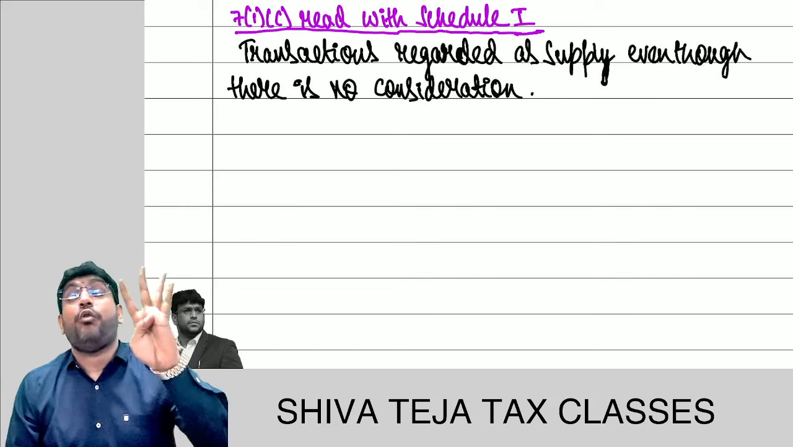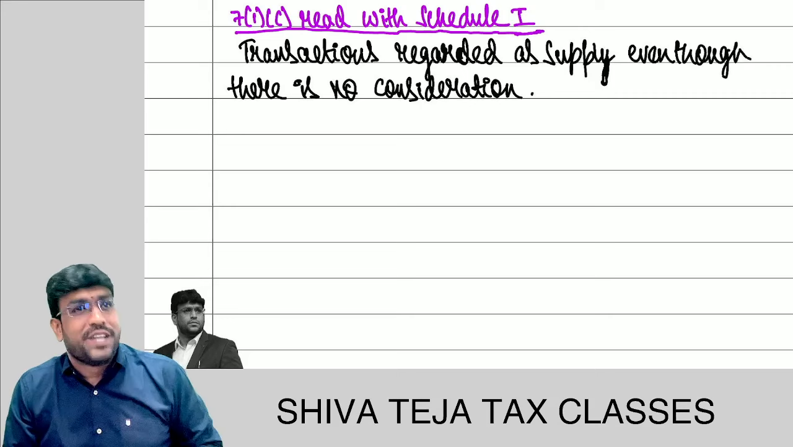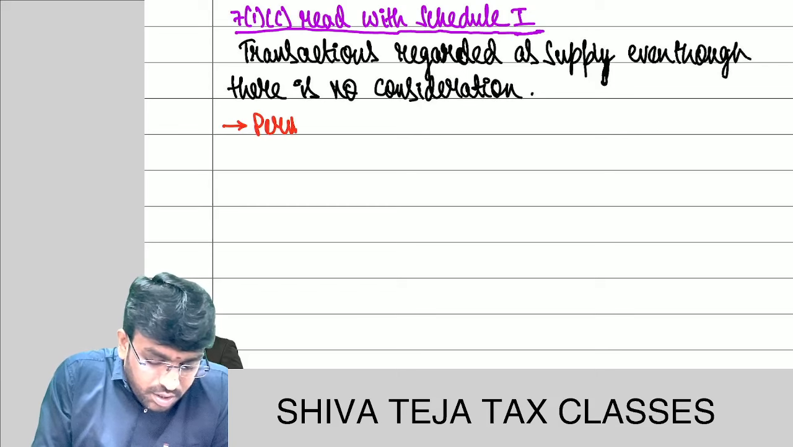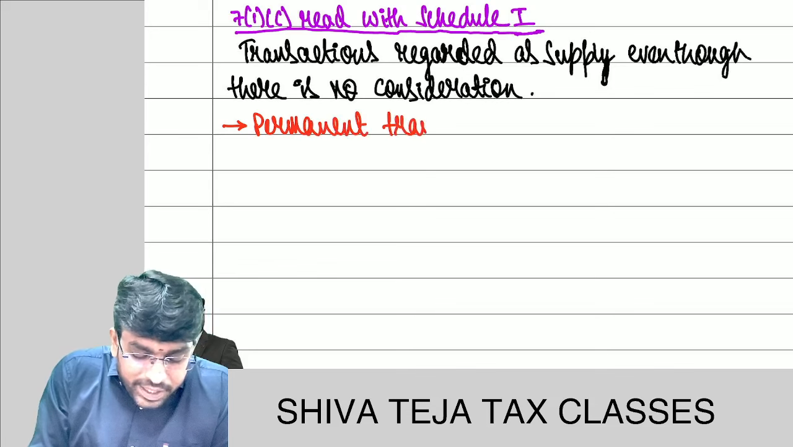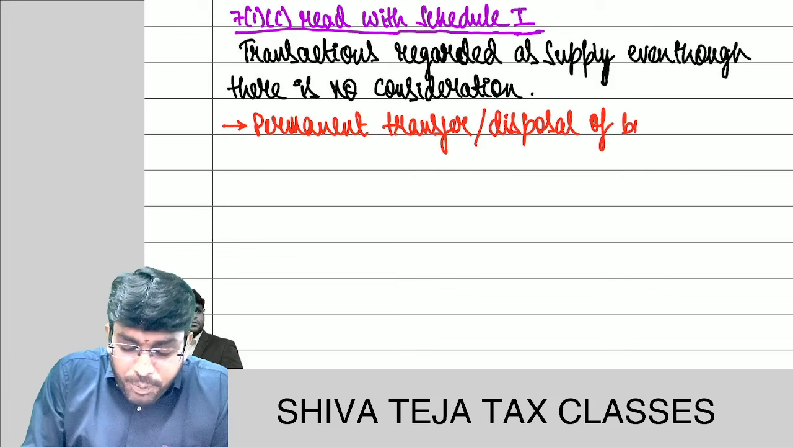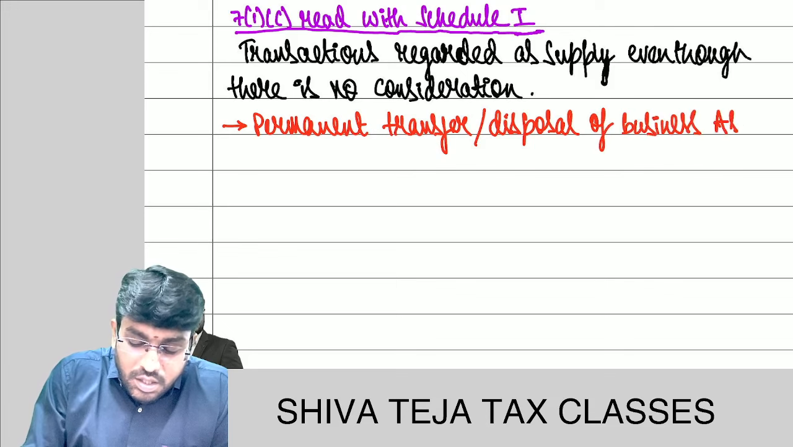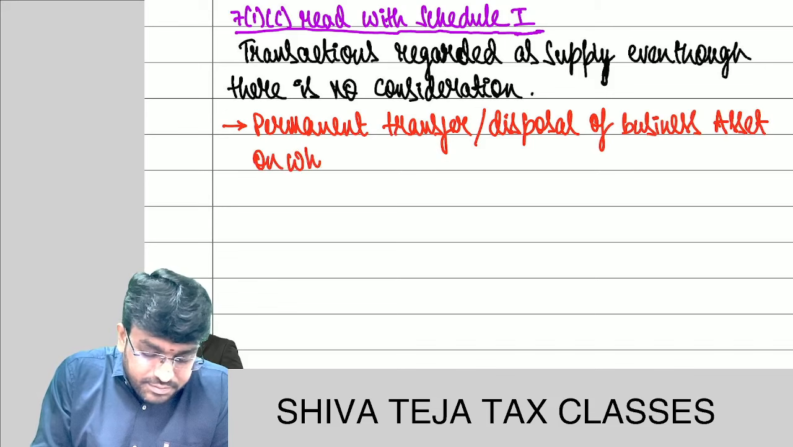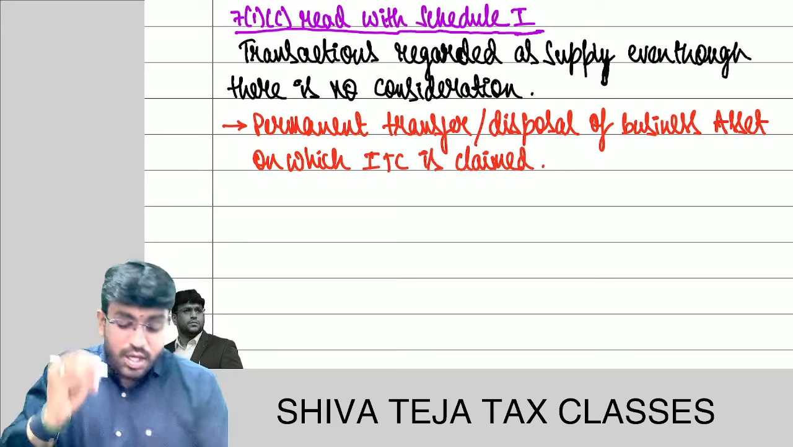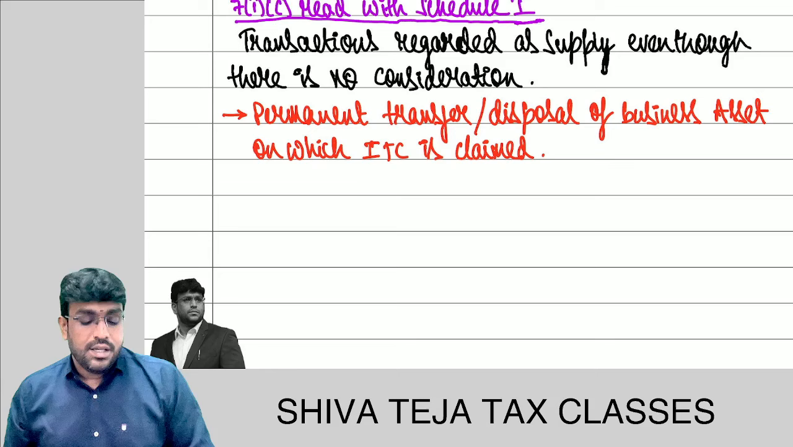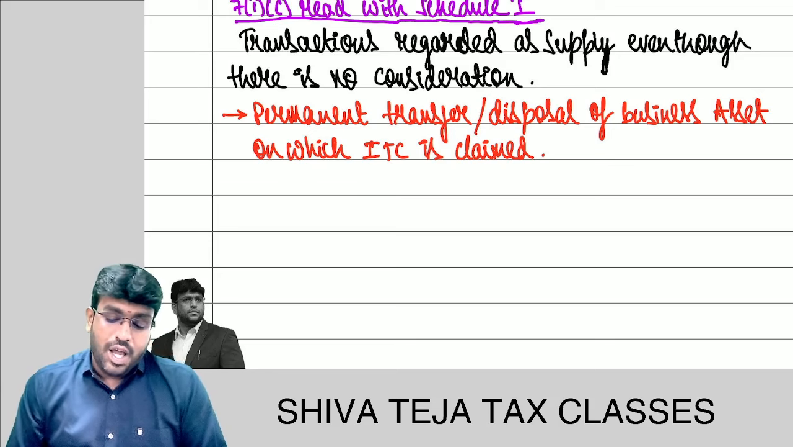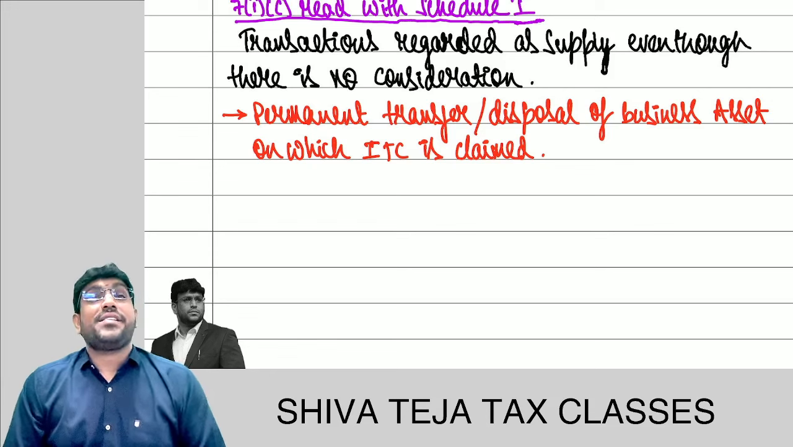Clear, right? In this there are 4 points. Very, very important 4 points we have. Extremely important. Number 1. Permanent transfer or disposal of business asset on which ITC is claimed. So what is that line, my dear friends? Permanent transfer or disposal of business asset on which what is claimed? ITC means what? Input tax credit.